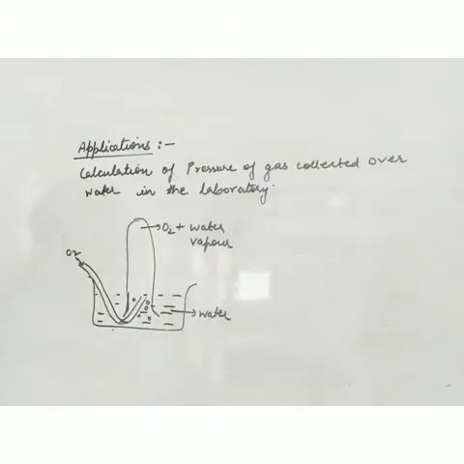Now what is the application of Dalton's law? With the help of Dalton's law, we can calculate the pressure of a gas collected over water in the laboratory. Whatever gases we prepare in the lab, how do we collect those gases? Suppose in this test tube oxygen gas is prepared. Now how to collect this oxygen gas? Because the gas will escape if we open that test tube or container. So whatever gas is prepared here, that gas is collected over water like this. And this technique is known as downward displacement of water.